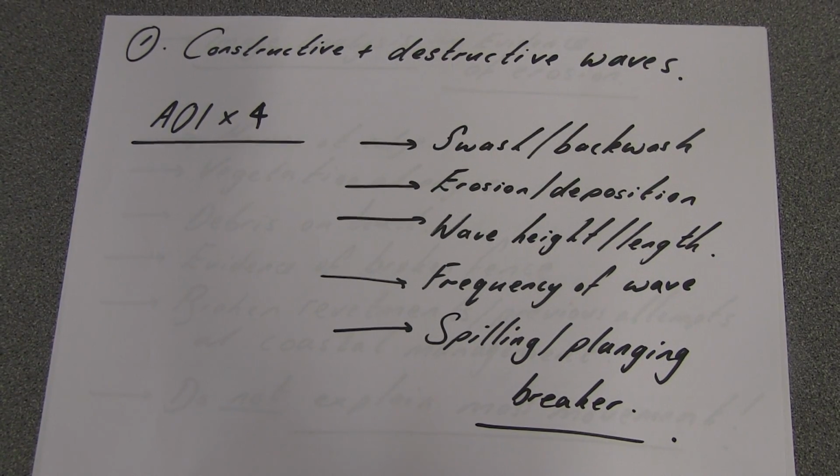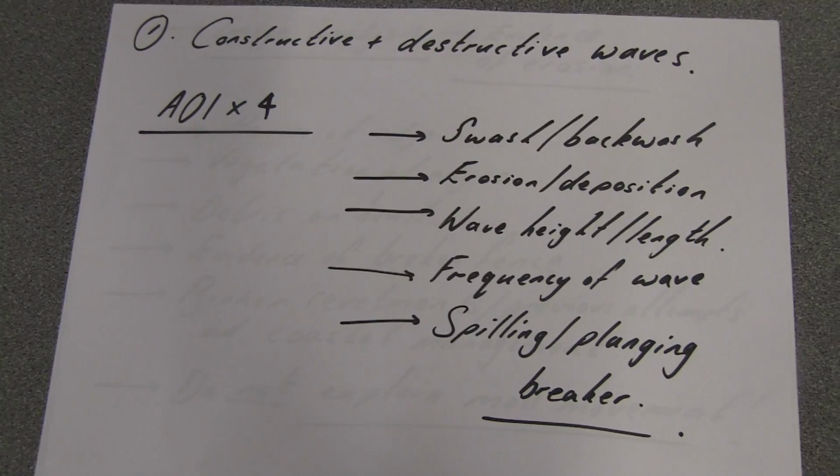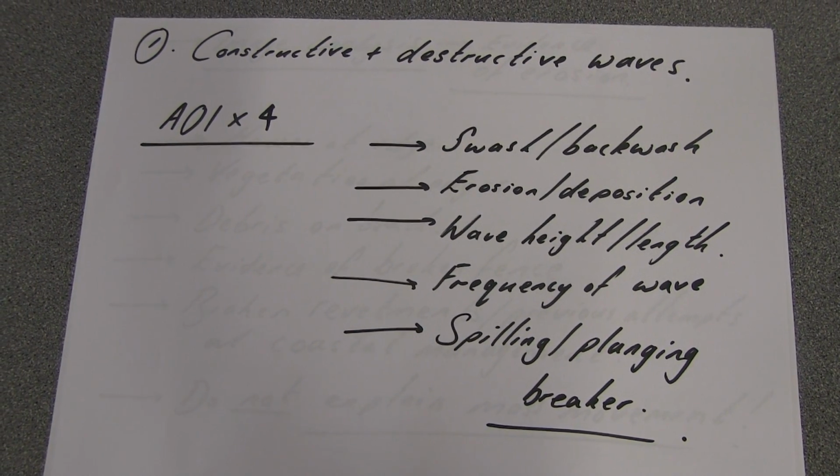Now you cannot say one has a strong swash and one has a strong backwash, okay, because you're saying the direct opposites of one another. So in an exam that would only get you 1 mark.